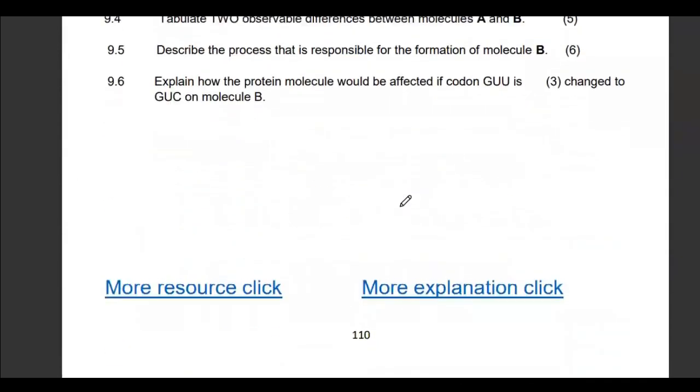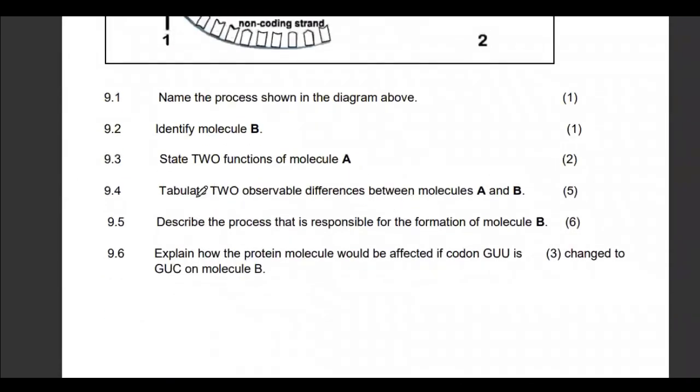Then another question is still the same table. Whenever you talk about a table, make sure that you draw a nice table so that you get that one mark. That's why there are five marks, because they're asking for two. They give you two marks there and then one mark for tabulating.